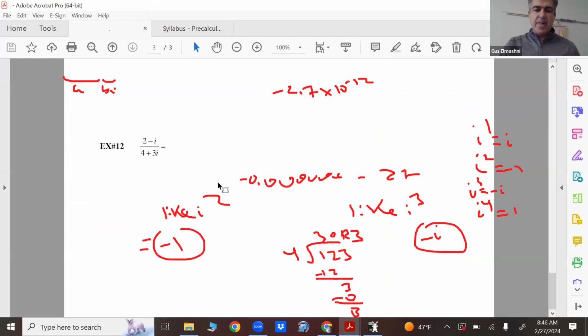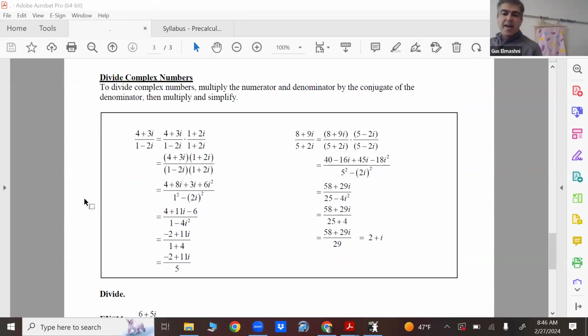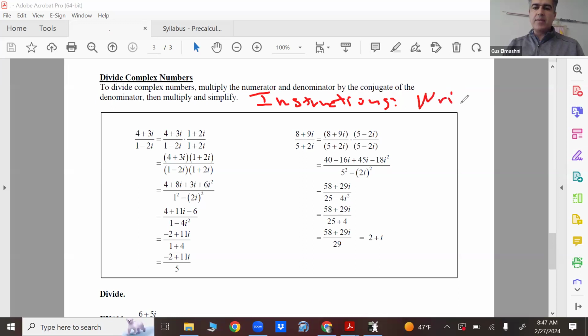Okay, dividing. This is the last thing we'll do for today, and then you guys can get a head start on homework. We're dividing complex numbers. Now, the instructions on a test will actually say this, and I'm surprised these notes don't have that. It should say to write in standard form. That's what the instructions really should be saying. Because what's standard form? a plus bi.